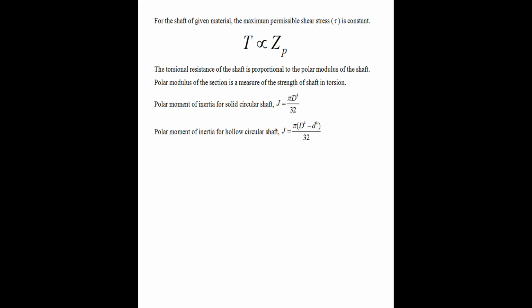strength of the shaft. The polar moment of inertia for the solid circular section is given by πd⁴/32, and the polar moment of inertia for the hollow circular shaft is given by π/32 (D⁴ − d⁴), where capital D is the outer diameter and small d is the inner diameter.